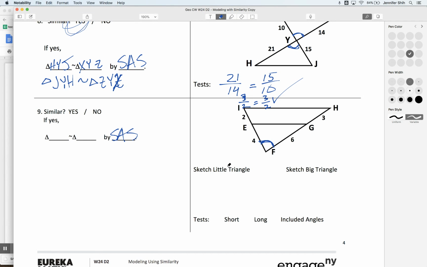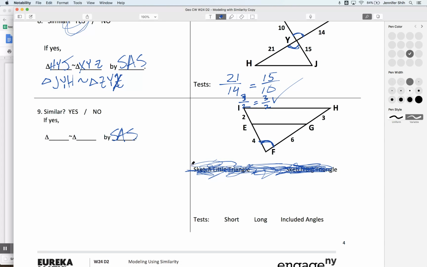Now, this says sketch little triangle, sketch big triangle. These are training wheels. I think this was designed for like young children, like 9th graders, like back in the LPS day. So that's why this says it here. Let's do this like big 11th grade geometry, folks. All right. I see two triangles. They overlap. You see two triangles that overlap? Good. I see a little triangle and a big triangle.